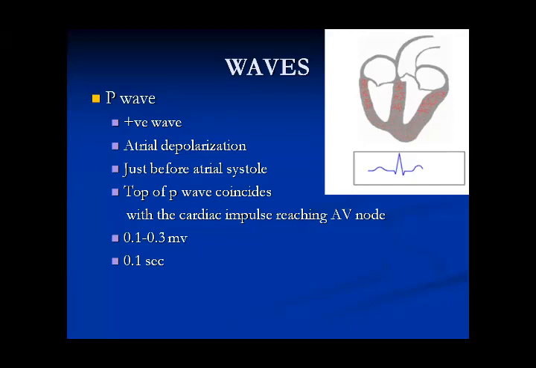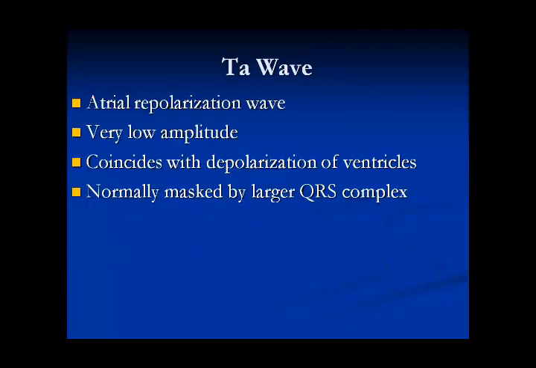Moving on to the TA wave, the atrial repolarization wave. As I told you, in a normal ECG it is masked by the bigger, larger QRS complex, because the occurrence of atrial repolarization coincides with the occurrence of the QRS complex. As the QRS complex is much larger in amplitude as compared to the TA wave, that is the atrial repolarization wave, it is masked, right?